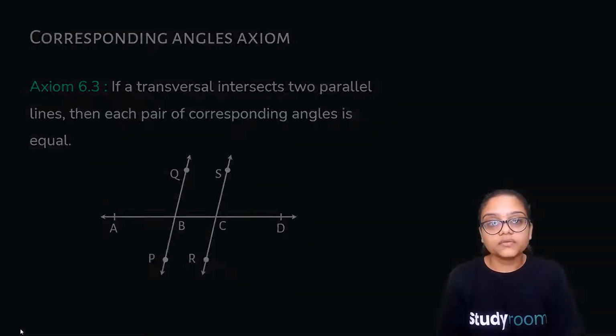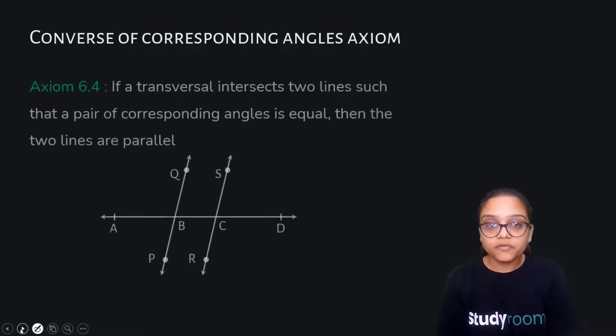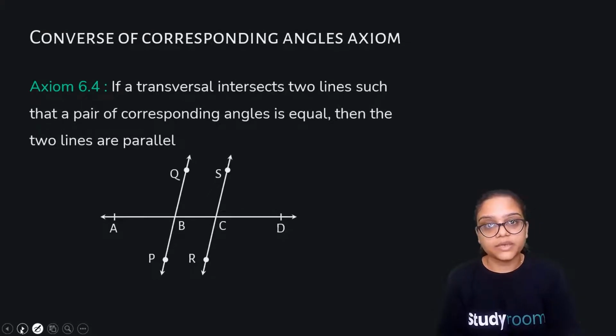Now, the converse of the corresponding angle axiom. If a transversal intersects two lines such that a pair of corresponding angles are equal, then we say that the lines are parallel. Okay. Now, the alternate angles theorem.